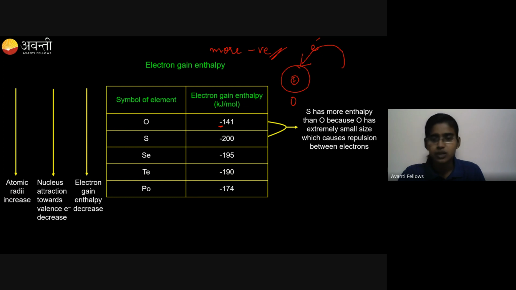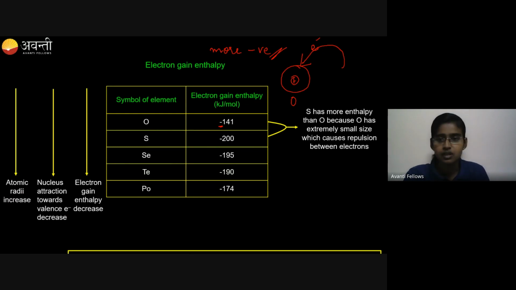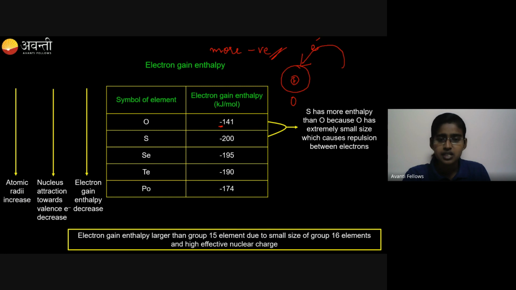So it is because of the small size of oxygen. We need to spend more energy to add the electron, okay, which causes the repulsion. Now it is larger than group 15 due to the small size of group 16 element, okay. Across the period, ionization energy increases. So when you compare group 15 and group 16, group 16 will have the highest value. That's what they are coming to say.